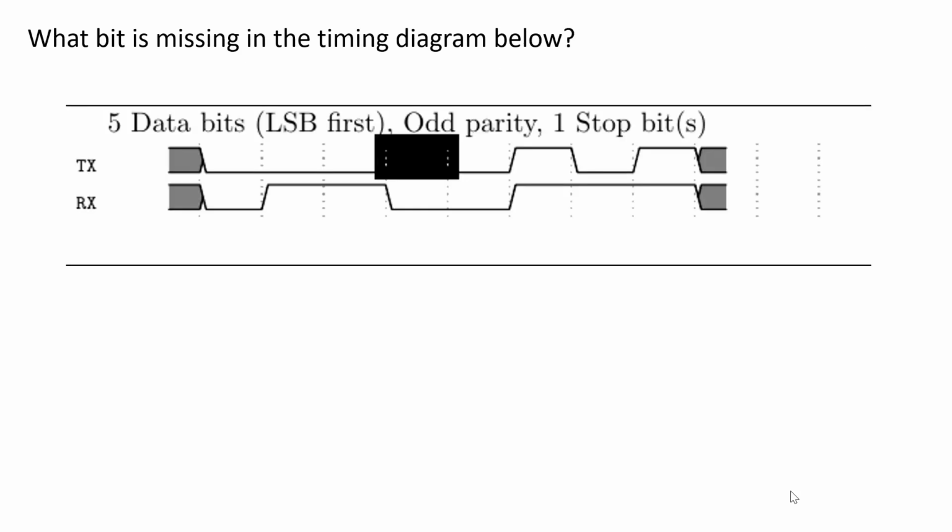What bit's missing from the timing diagram below? This is a UART. This has odd parity. There's 1 stop bit and 1 start bit. So we can ignore this one and we ignore this one. So we're just looking at the ones between, right? So I'm only seeing 1 bit in between those two. And if it has odd parity and there's 1 bit, that's how many 1 bits there ought to be. So that blank one should be a 0, right?